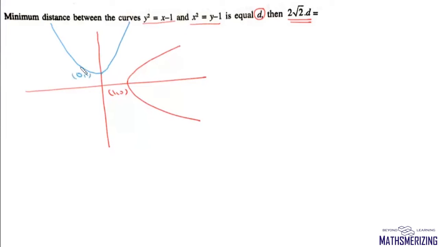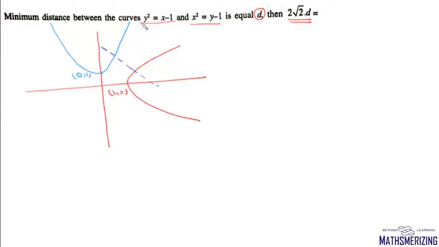Now we need to find the minimum distance between these two curves. What we know is that the minimum distance occurs along a common normal. So we need to find the common normal between these two parabolas. But in this question, solving for the common normal wouldn't be that easy, because here we have the first form and third form, and this equation will be really complicated.